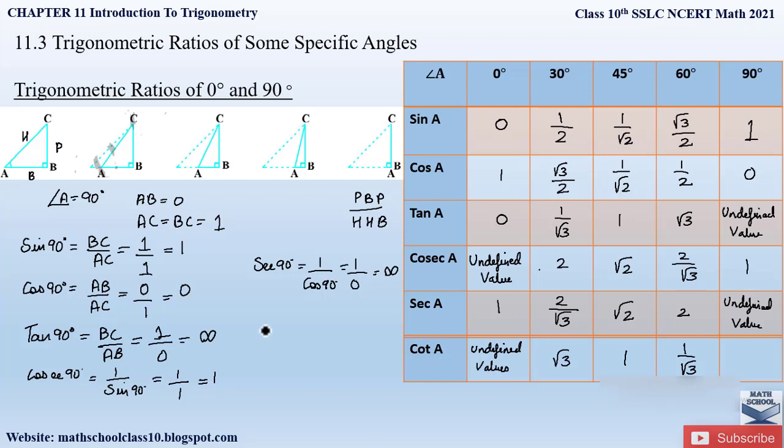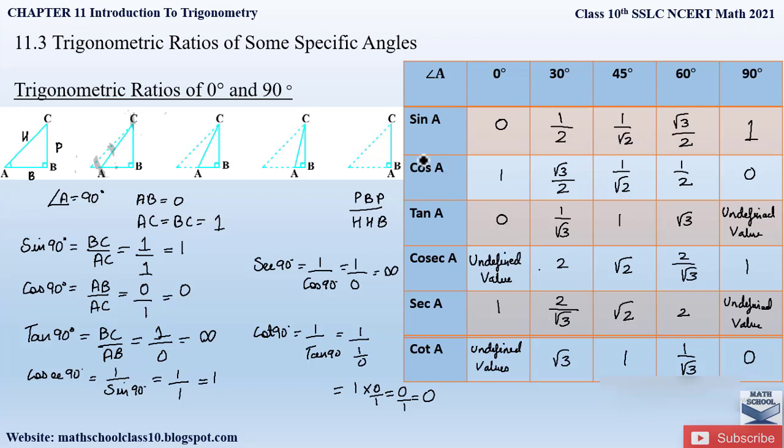Okay, so last one is cot 90 degree, which is again the reciprocal of tan 90 degree. 1 divided by tan 90, how much did we get? Infinity, that is nothing but 1 by 0. So when you bring this 1 by 0 to the denominator, it becomes 0 by 1. It is nothing but equal to 0. Cot 90 degrees will be equal to 0, right?